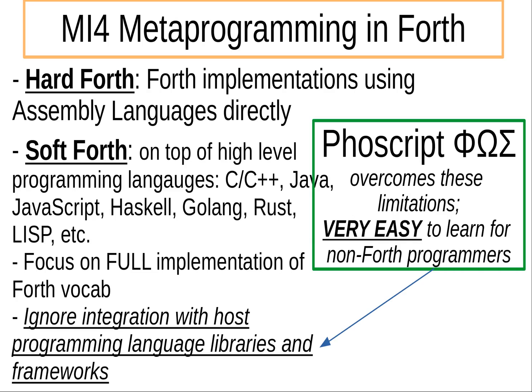We use the term soft Foff to refer to Foff implementation on top of high-level or third-generation programming languages. The idea of soft Foff is not new, starting from early implementation on top of C, then Java, as well as JavaScript, Rust, Haskell, Golang, and even Lisp. However, our implementation called FoffScript, spelled PHOSCRIPT, taken from the Greek word meaning light, aims at integrating with the function libraries of the host programming language, instead of implementing the full vocabulary of Foff.